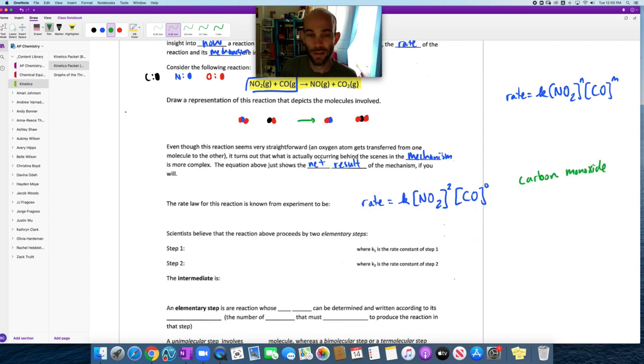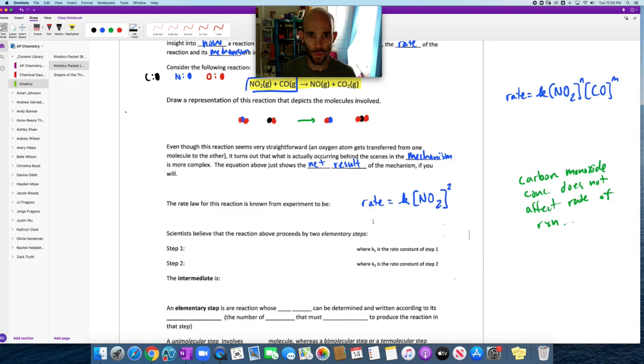So one of the reactants doesn't seem to be that important for the rate. Carbon monoxide concentration, I should say, does not affect the rate of reaction. So it's a 0th order reactant. And so we don't even really include it in the rate law, right? That term right there would just be equal to 1, so we don't include it. So scientists know that that's the rate law.